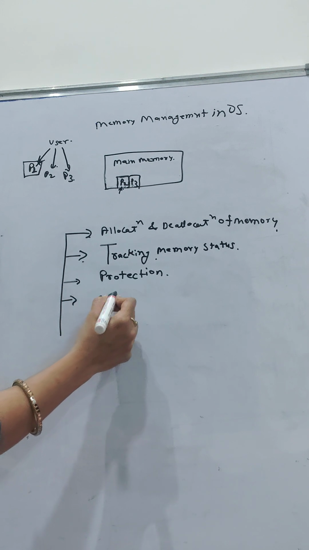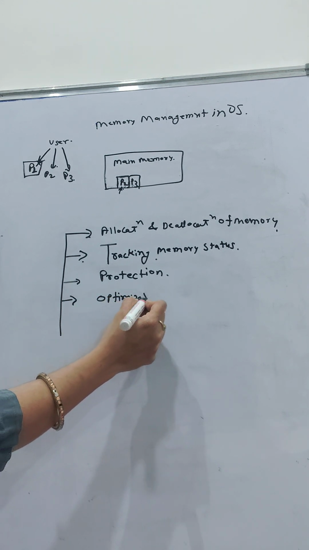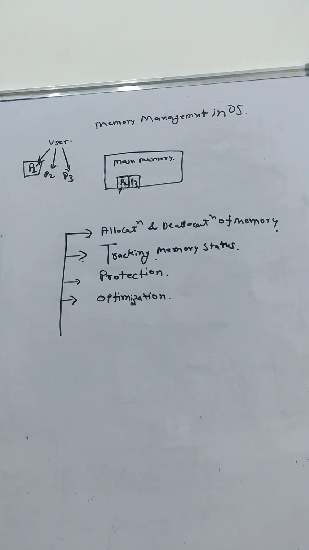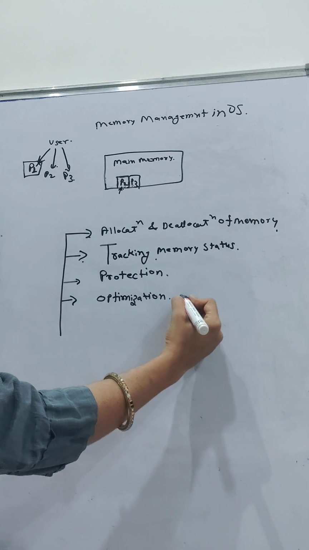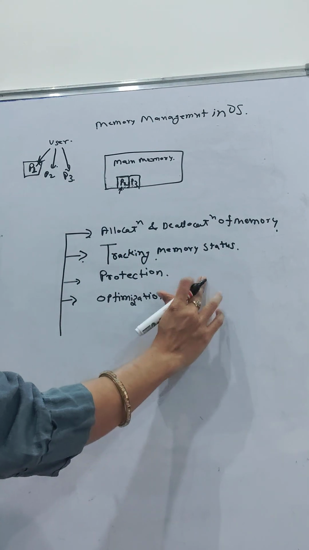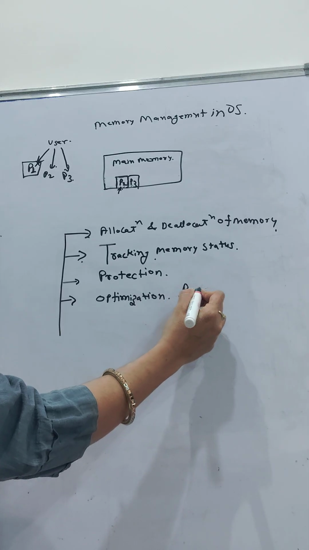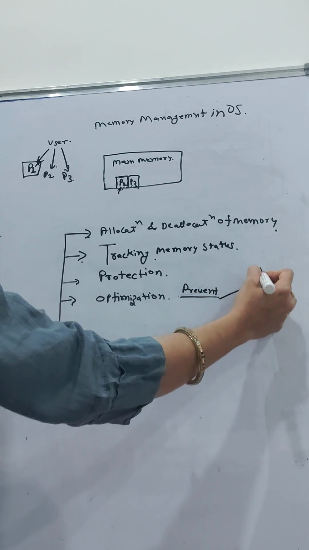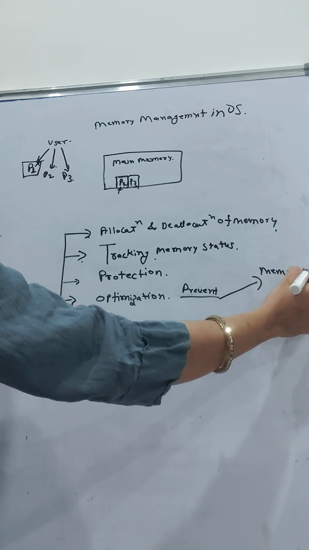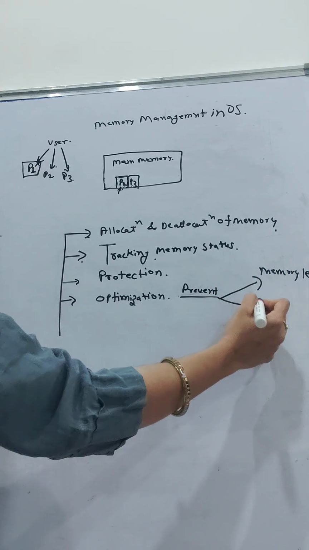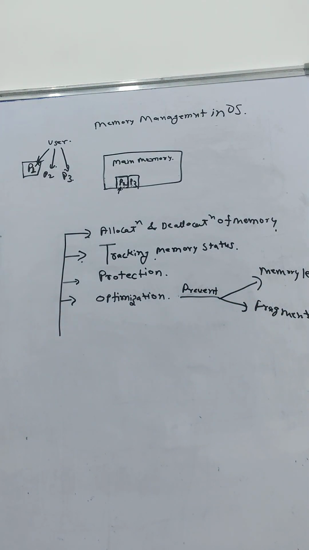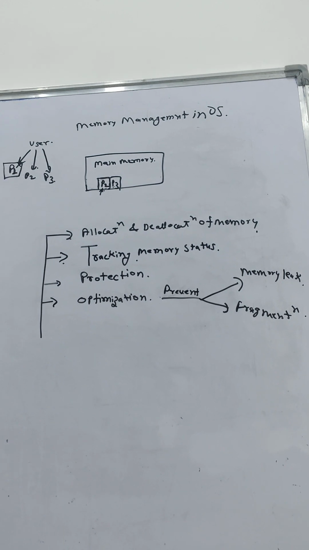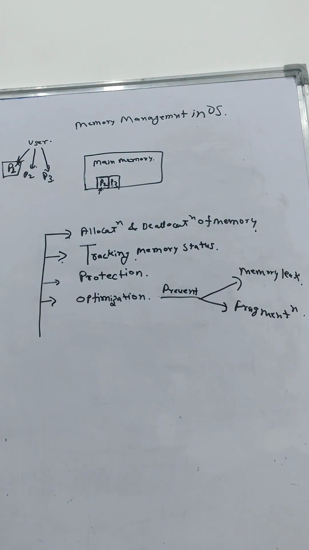Now optimization. Optimization is like the best utilization of main memory, and it will prevent memory leak and fragmentation. So the operating system will use this memory location very properly, so that memory leak and fragmentation will not occur.